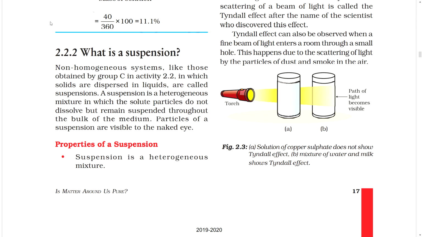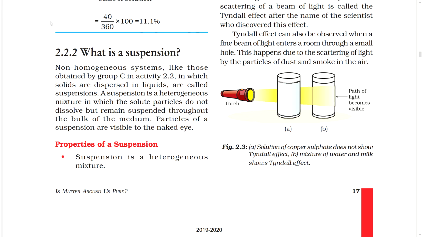What is a suspension? Non-homogeneous systems like those obtained by Group C in Activity 2.2, in which solids are dispersed in liquids, are called suspensions. A suspension is a heterogeneous mixture in which the solute particles do not dissolve but remain suspended throughout the bulk of the medium. Particles of a suspension are visible to the naked eye.